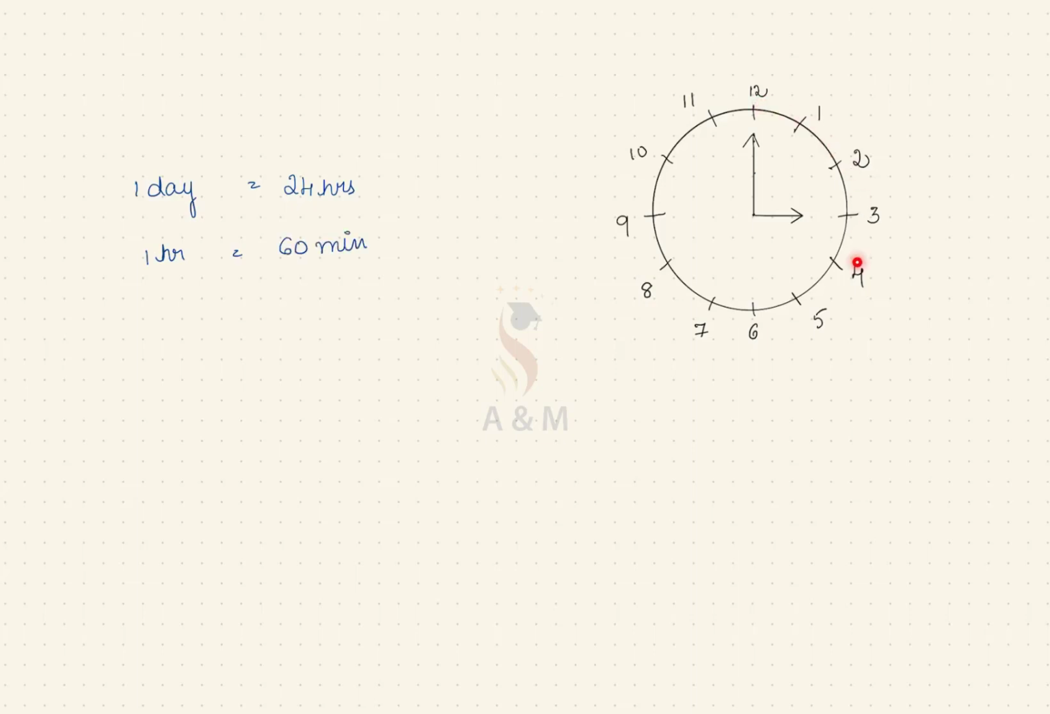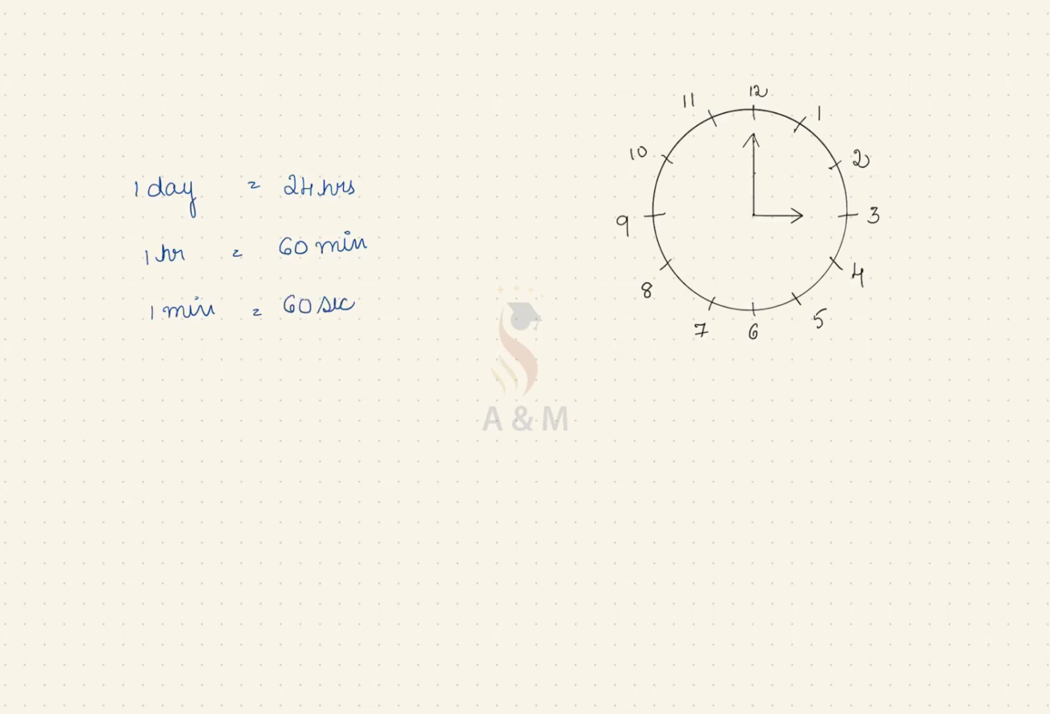And 1 hour is equal to 60 minutes. Here, 1 hour means 60 minutes. That is, from 12 to 1 there are 5 spaces. Likewise from 1 to 2, 5 spaces. When you add all these you will get 60 minute spaces. Okay. So 1 hour is equal to 60 minutes. 1 minute is equal to 60 seconds.